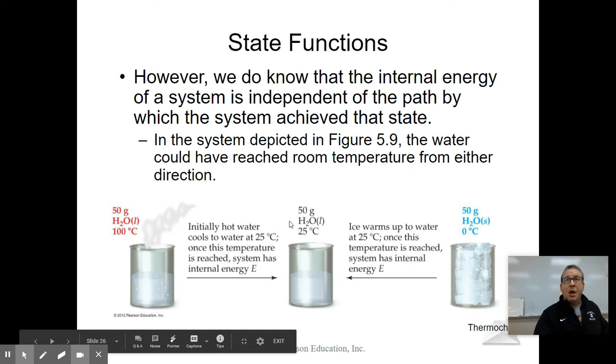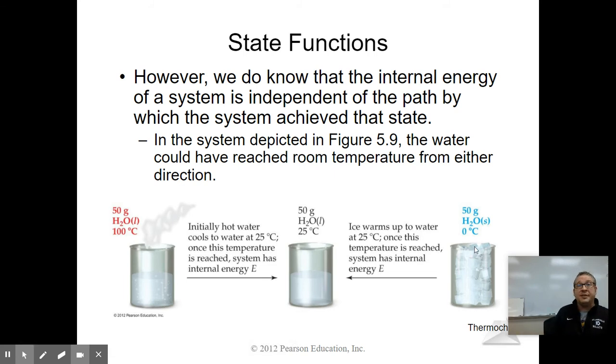Or we could have taken a beaker just of ice cubes, which is frozen water. We could have then again let those ice cubes sit out. And the heat from the room is going to be absorbed by the ice, which is the system. Eventually, that ice is going to melt and the room temperature is going to bring up the water temperature to 25 degrees Celsius. And so it doesn't matter if we start off by boiling it or having it frozen.